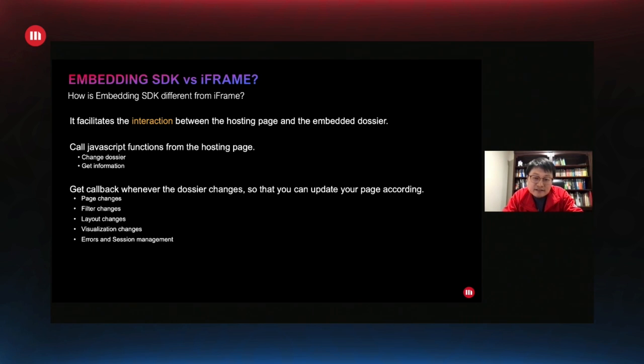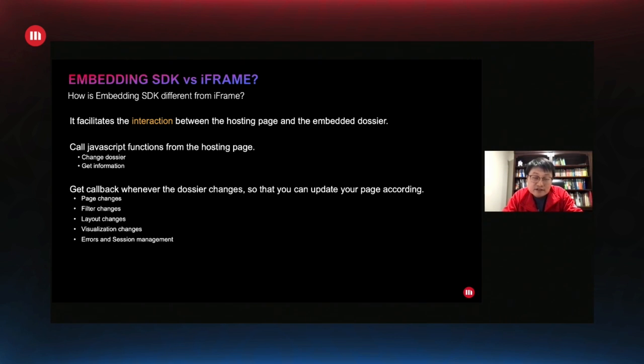Secondly, it facilitates interaction between the hosting page and the embedded content. So the interaction is two-way. This is something you won't get with the simple iFrame approach. Embedding SDK does all the heavy lifting for you. For example, from your hosting page, you can call a JavaScript function to trigger a dossier content to change, such as page navigation or open panel stack, or make selection. You can call a JavaScript function to get information about the dossier so that you can render controls in your hosting page.